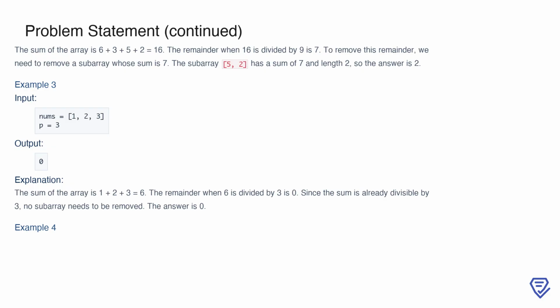In the fourth example, nums is 1, 2, 3, and p is 7. Here, the sum of the array is again 6, and dividing 6 by 7 leaves a remainder of 6. However, there is no subarray in nums whose sum equals 6. This means it is impossible to make the sum divisible by 7, so the answer is -1. These examples highlight the variety of scenarios we need to handle, where the remainder determines whether a subarray removal is feasible and, if so, the length of the shortest subarray.